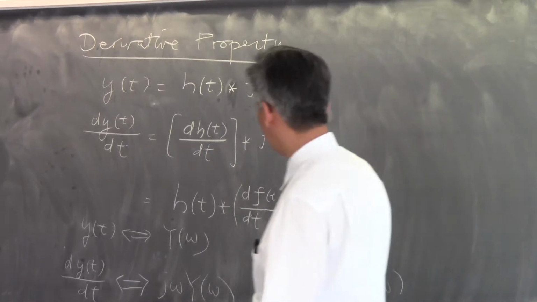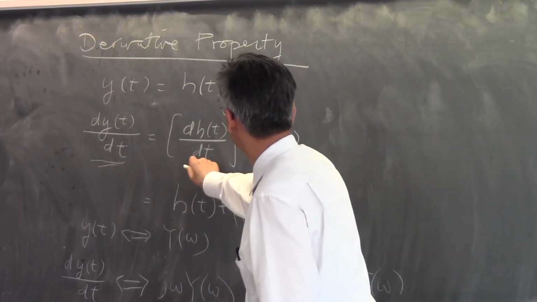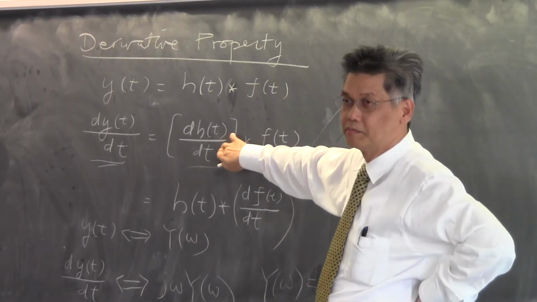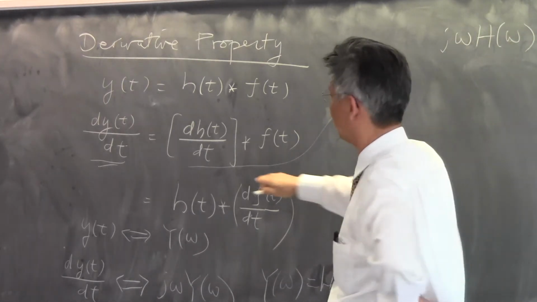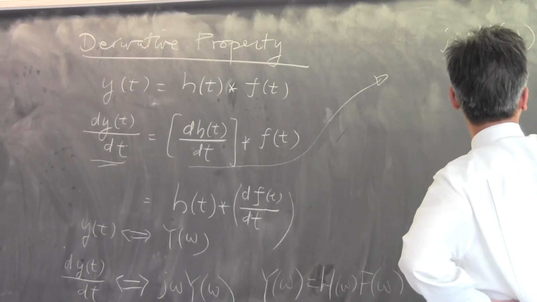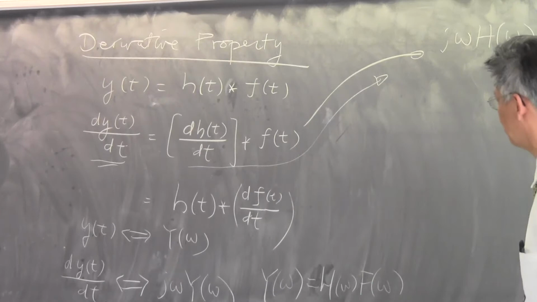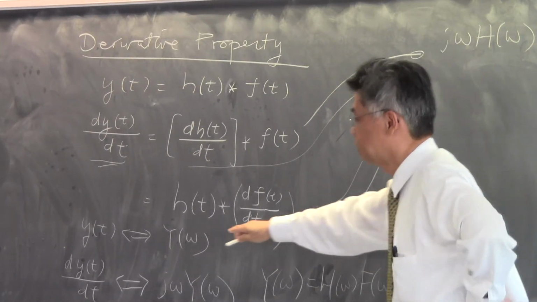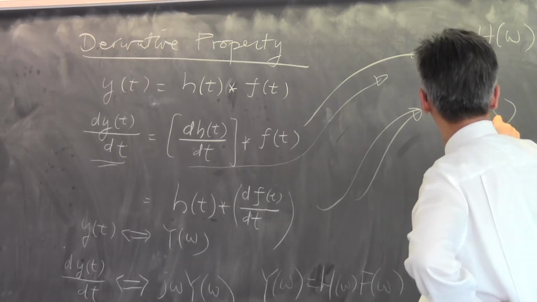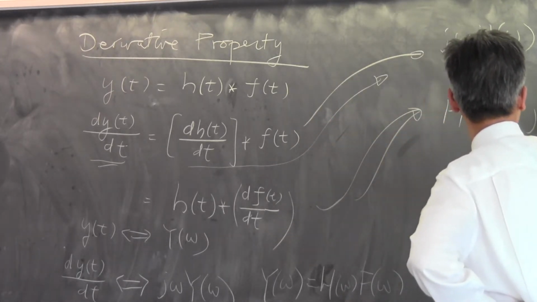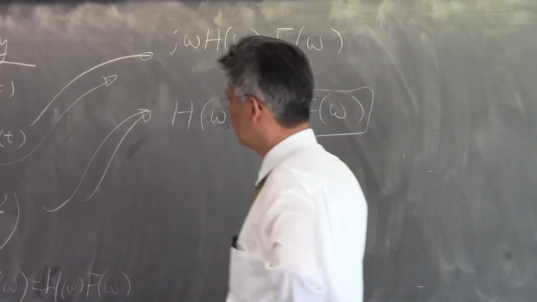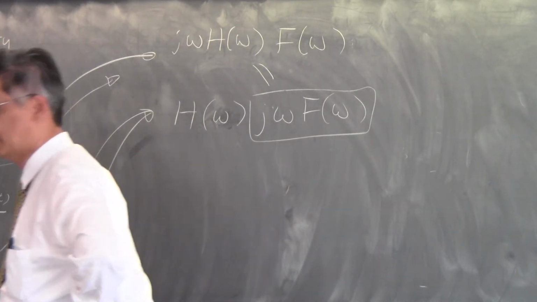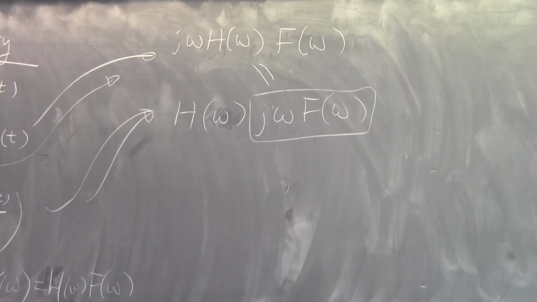The left-hand side Fourier transforms to this. On the right-hand side, the first term Fourier transforms to j omega H of omega, and the second term Fourier transforms to F of omega. What about here? The first term Fourier transforms to H of omega, the second term Fourier transforms to j omega times F of omega. And they're equal to each other, as you can see. So it doesn't matter where you write the derivative operator. You can operate on the first term or the second term. Is this clear?